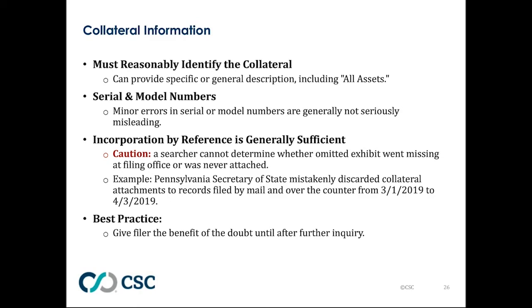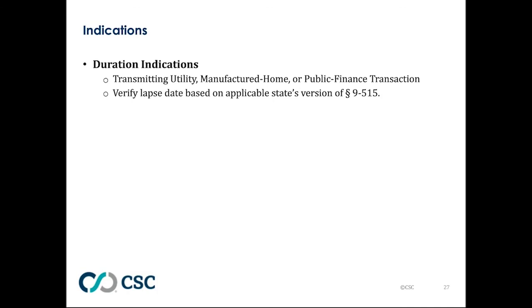There are certain indications on a financing statement. These include things like duration indications, such as checking that the debtor is a transmitting utility, or that the record is filed with a manufactured home or public finance transaction. These, in most states, will have an effect on the lapse date, and it's important to verify that the lapse date ties to the indication on the record.